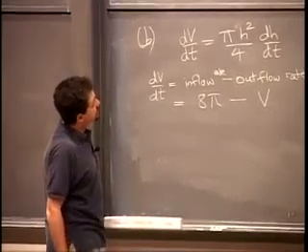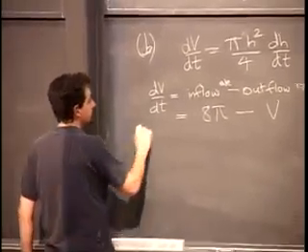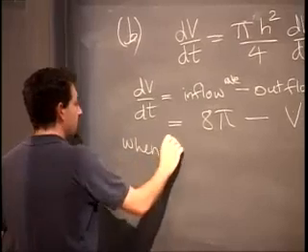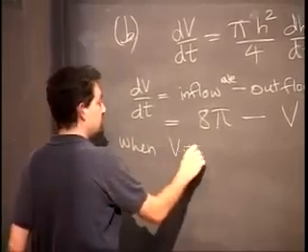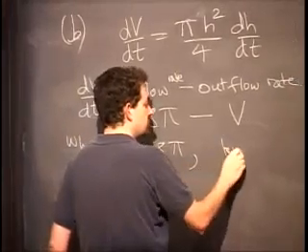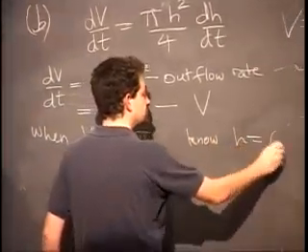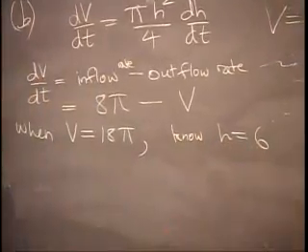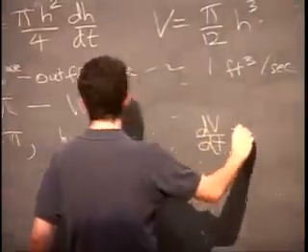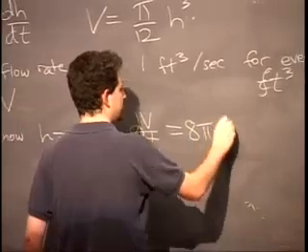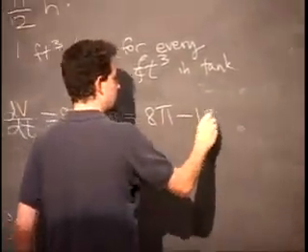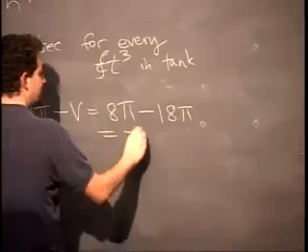And the problem says, well, let's plug this in. When the volume is 18 pi, we already know that h equals 6. So what is dV/dt, though? dV/dt is 8 pi minus V, which is 8 pi minus 18 pi, because that's how much water is in there. So it's minus 10 pi.